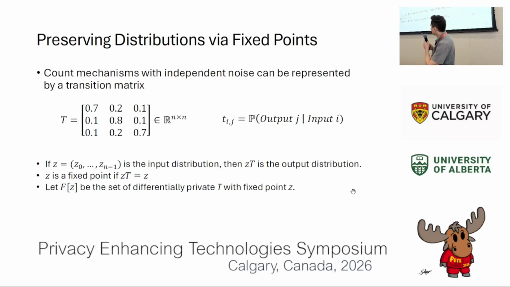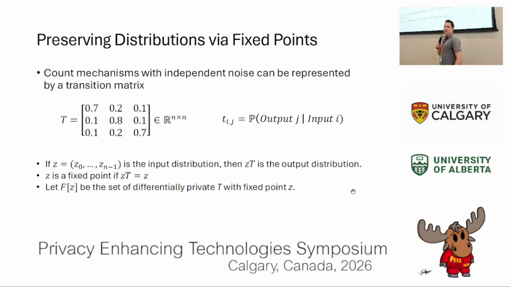And also we'll let f of Z be the set of all of these count mechanisms T that are both differentially private and also have this fixed point Z. So I hope you agree this sounds promising at this point, right? These are at least good candidate mechanisms that we might want to choose from when we're designing our system.